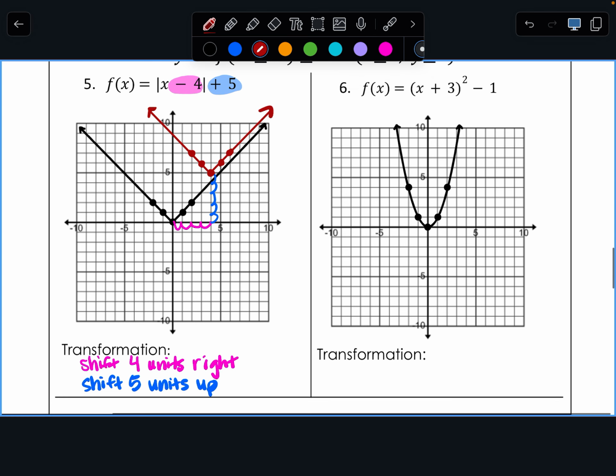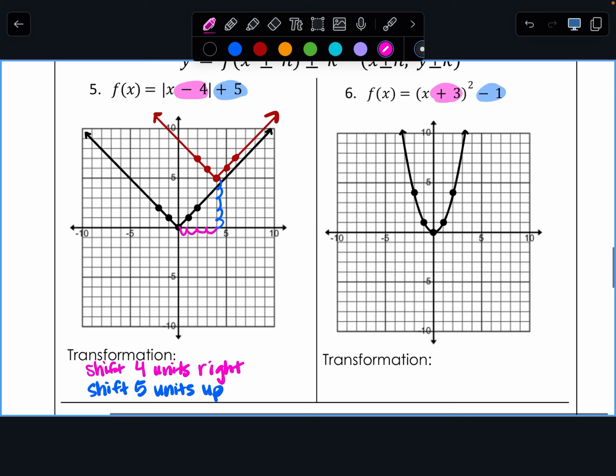In number 6, this is a quadratic. We shift left 3 units and down 1 unit. Okay, so let's move the vertex 1, 2, 3, and down 1.